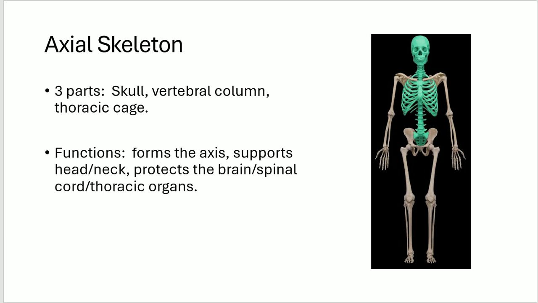So the axial skeleton is comprised of 3 parts. It is the skull, the vertebral column, and the thoracic cage. So what it functions in, it essentially forms the central axis that supports the head and the neck, protects the brain, spinal cord, and thoracic organs. And that's everything highlighted in this blue-green color.